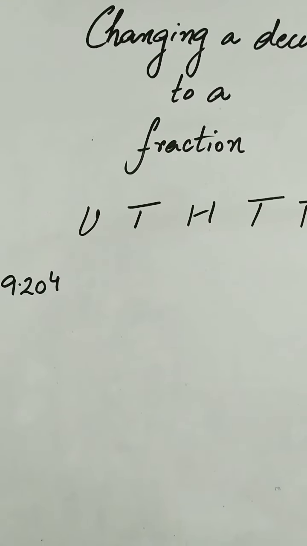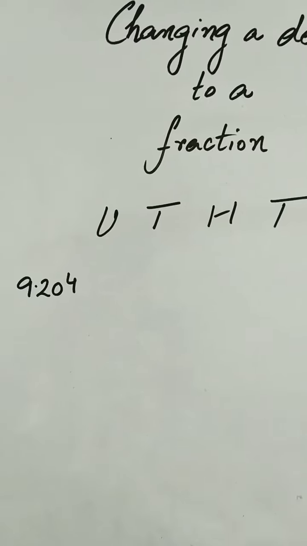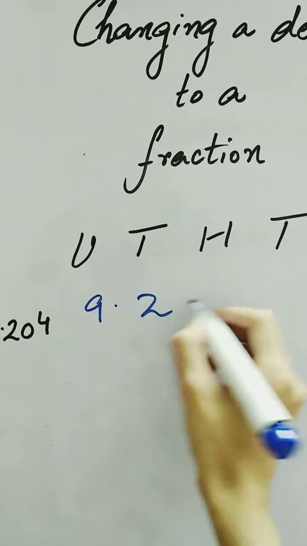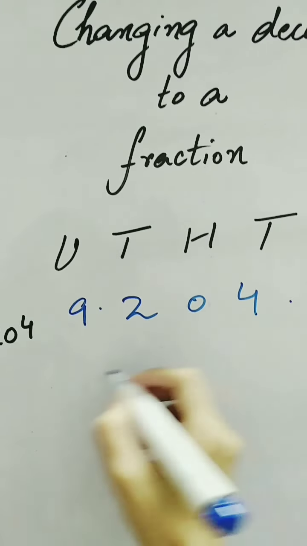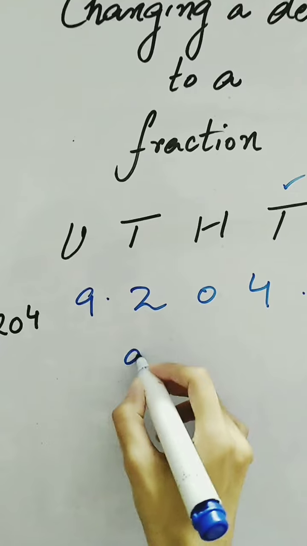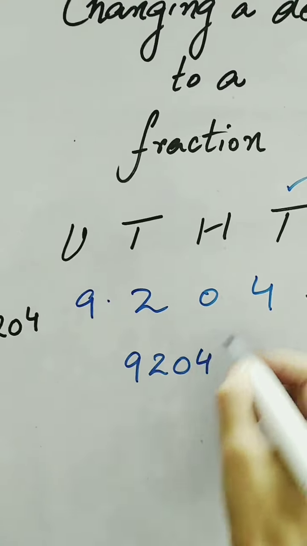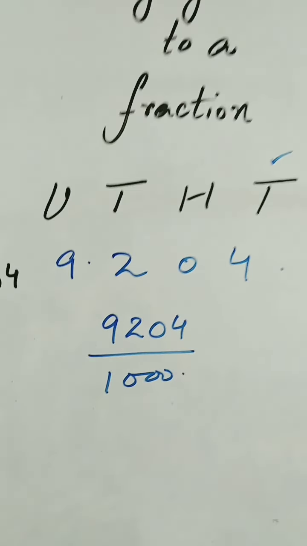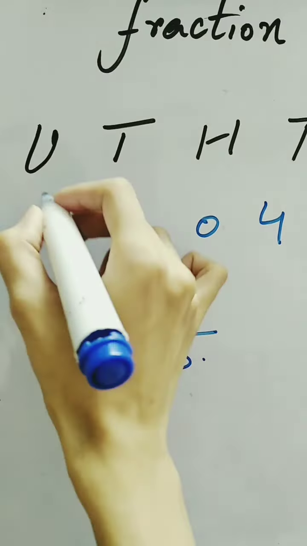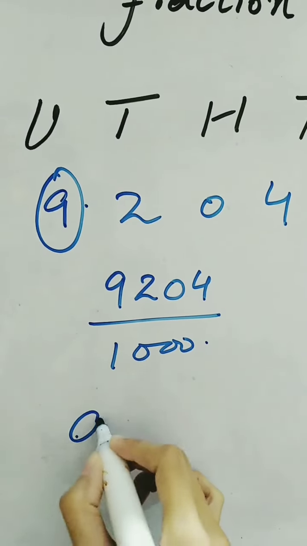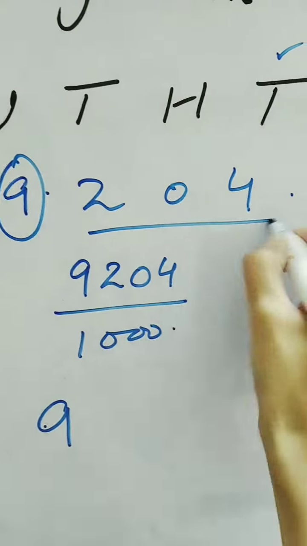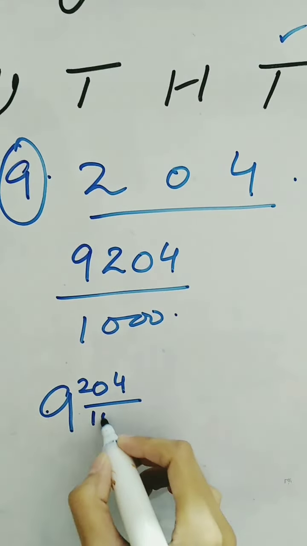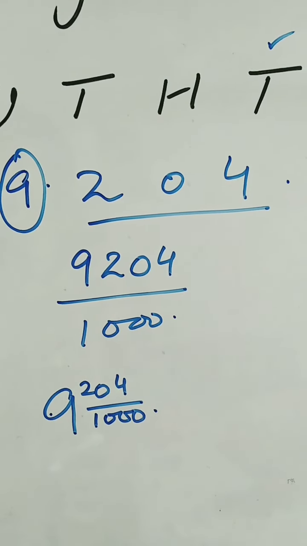Now look at a question over here in which we have 9.204. We can write it as 9.204. So we have 1000 in the denominator. So we can directly write it as 9204 over 1000. Or in order to write it as a mixed number, we can take the unit value as the whole number. 204 will be in the numerator and 1000 will be in the denominator.